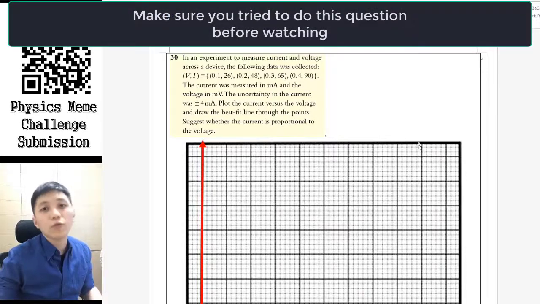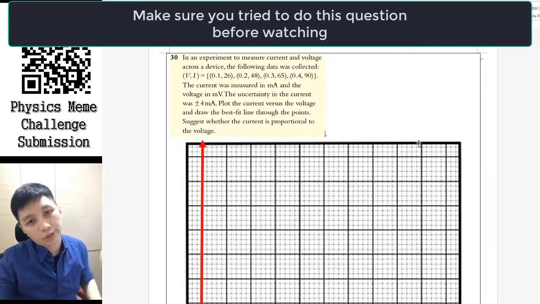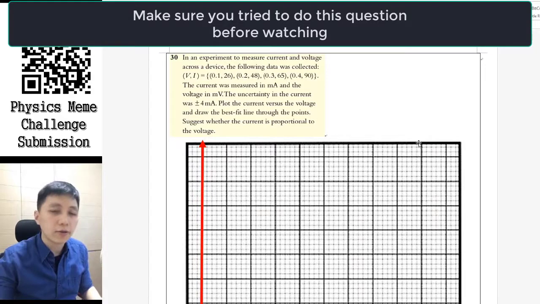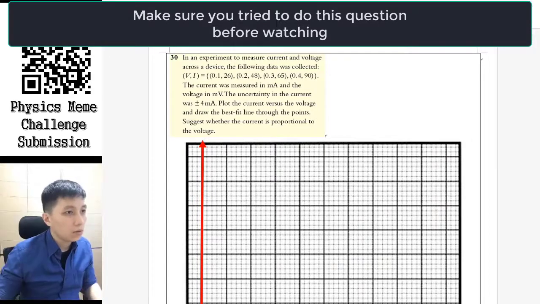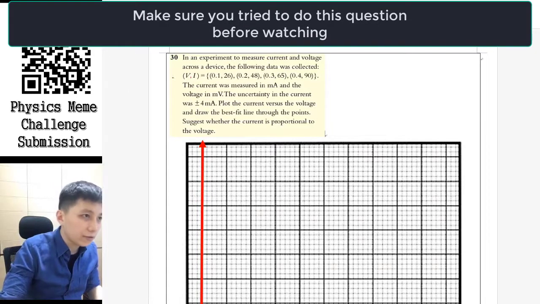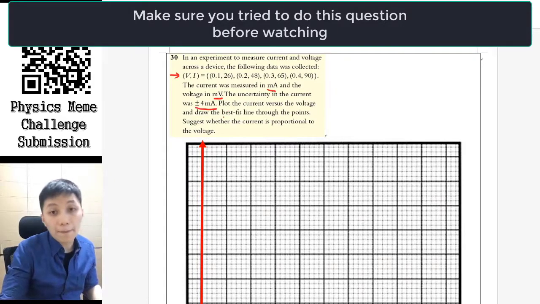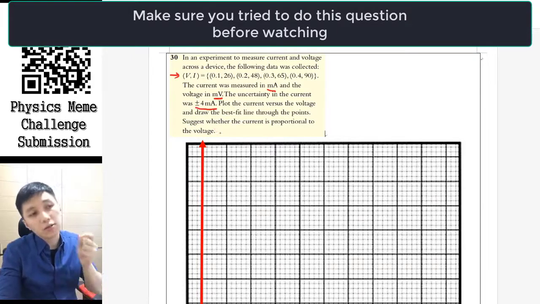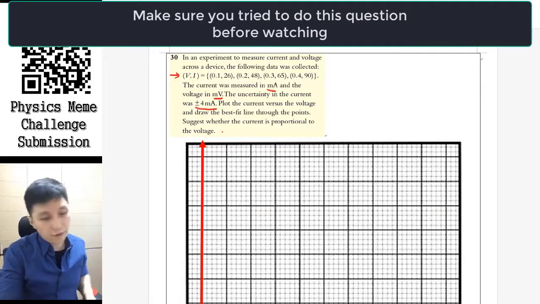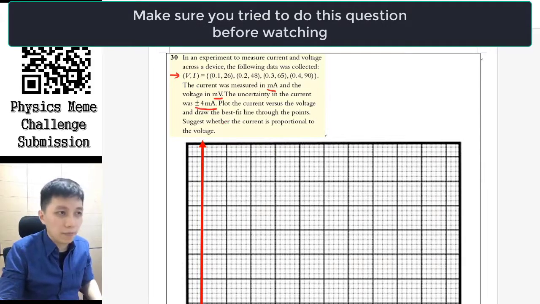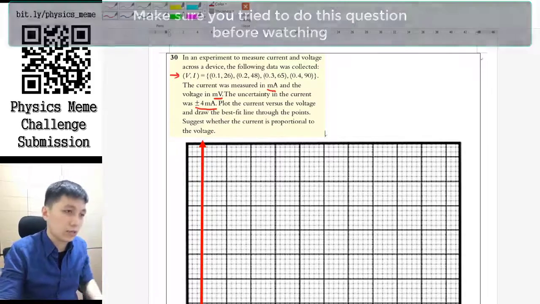Hi, in this video we'll do a practice on plotting the graph with error bars and also max mean line. So the question has already given you the data, in the unit of milliamps and millivolts. The uncertainty of current will be plus or minus 4 mA, which you need to use to draw the length of the error bar later on. For the voltage, I don't think they have mentioned it, so I guess we can assume there's no uncertainty here.